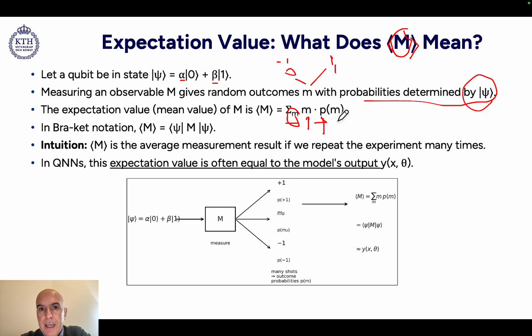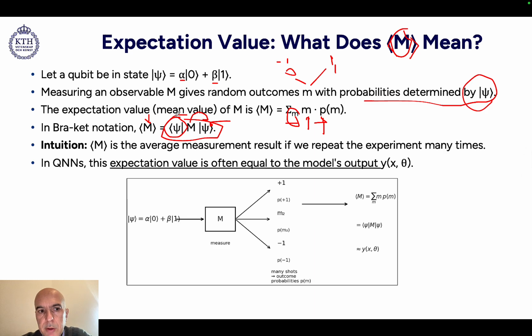We can also have a bracket notation for the expectation value of an observable M represented in the following way. So we apply our matrix corresponding to the observable to the quantum state, and then we take the inner product of the resulting state from this first operation with the state psi.